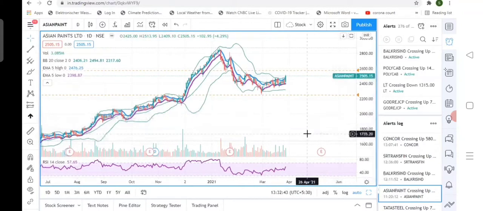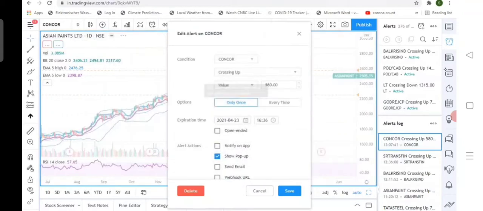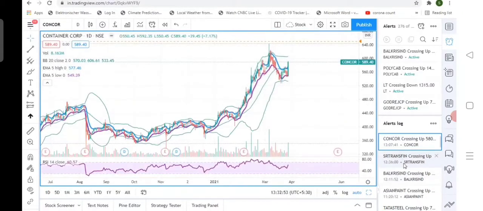When the alert is there, if there is sound in your PC, you will know when it is hit, like Concor was hit, see, last time. So when Concor was hit on this day, and I spoke about this, there was an alert on Concor that it was going to move up above this. I put it, and it moved up. So the simple point is that this thing should be there, so that you know when the stock is moving and when the stock is not moving.